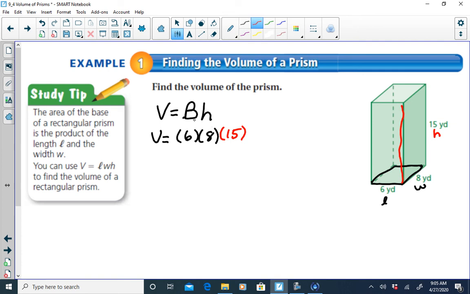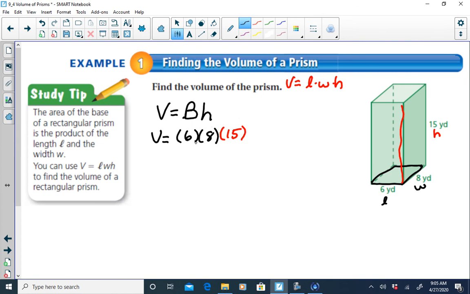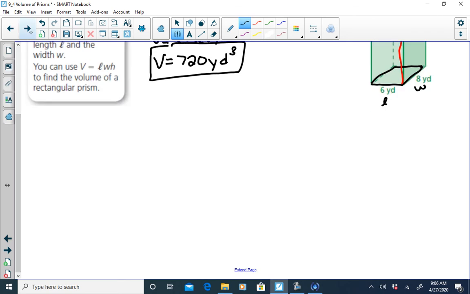Now another way of writing this formula is simply volume of a rectangular prism is equal to the length times the width times the height, because the length times width represents that base area, capital B, and then the h represents the height of the prism. So you can write the formula either one of these two ways. You can write it as base area times height, or as length times width times height. Either way, you're going to get the same answer. 6 times 8 is 48, and 48 times 15, that volume is going to be equal to 720. And the units for volume will be cubic yards. So make sure that you're using an exponent of 3 when we write our units for volume. Okay? Let's try another example.